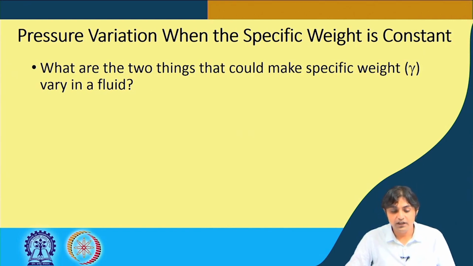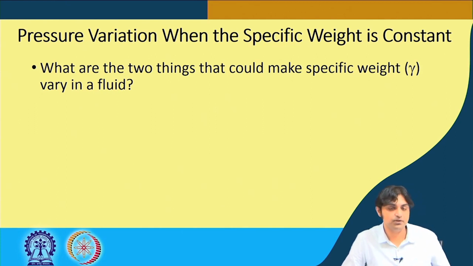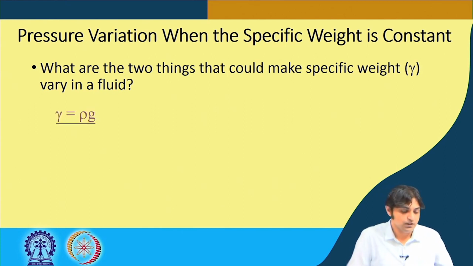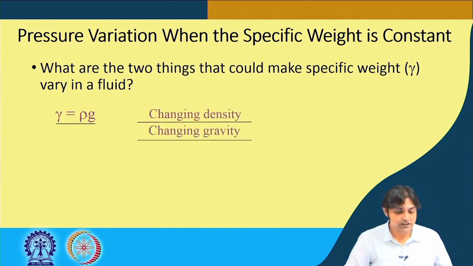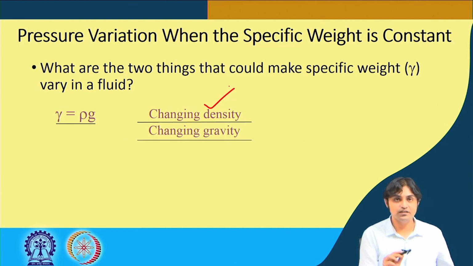What are the two things that could make specific weight gamma vary in a fluid? That is very simple, because gamma you already know. Gamma is written as rho into g. So the two things are if the density is changing or if the gravity is changing.